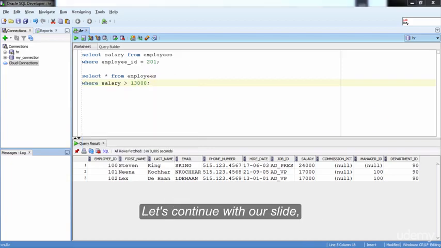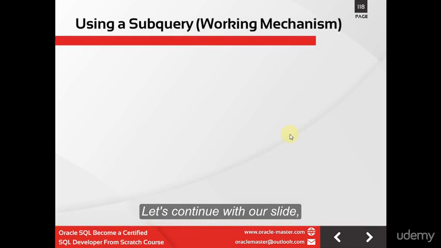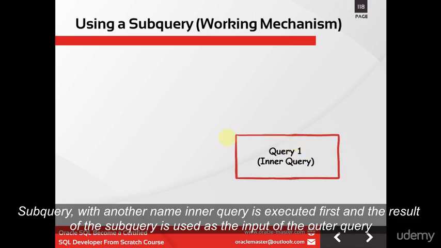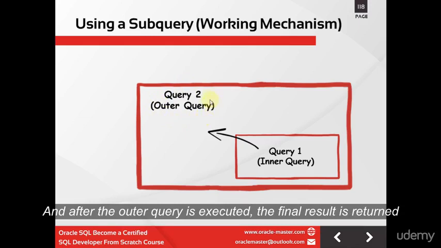Let's continue with our slide. How do subqueries work? A subquery, with another name inner query, is executed first, and the result of the subquery is used as the input of the outer query. And after the outer query has executed, the final result is returned.